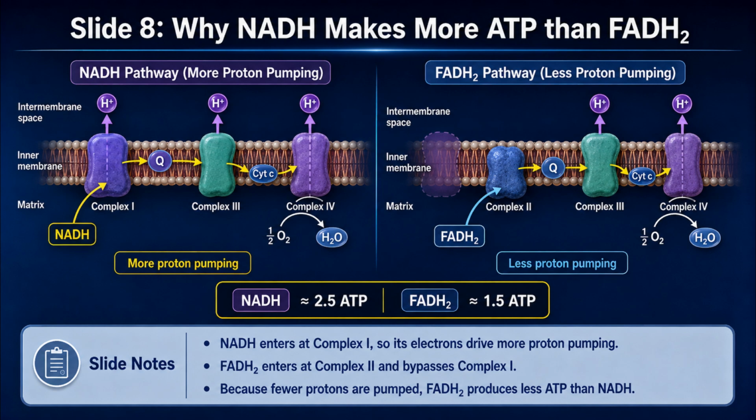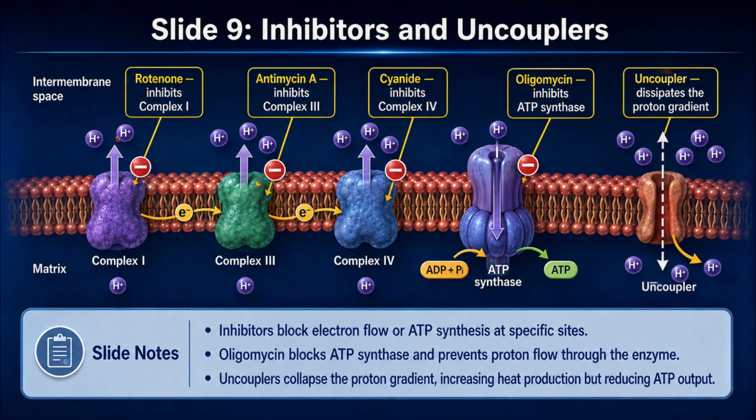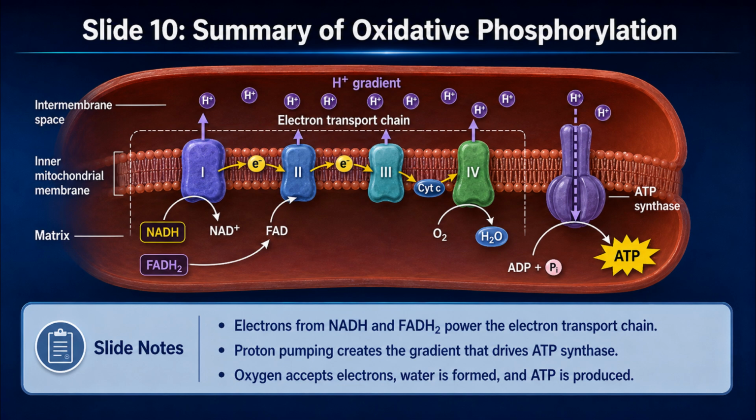Certain chemicals can also interfere with oxidative phosphorylation. Electron transport chain inhibitors block electron movement through specific protein complexes. For example, rotenone inhibits complex 1, antimycin A inhibits complex 3, and cyanide inhibits complex 4. Oligomycin inhibits ATP synthase and prevents protons from flowing through the enzyme. Uncoupling agents act differently. They allow protons to return to the mitochondrial matrix without passing through ATP synthase. This increases oxygen consumption and heat production, but reduces ATP synthesis.